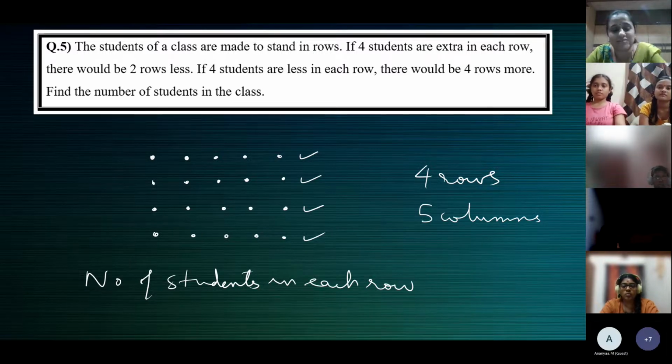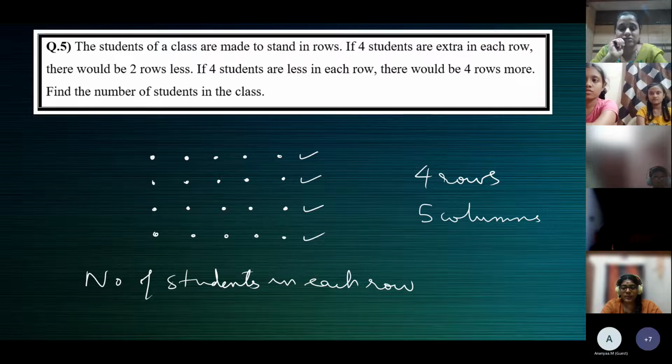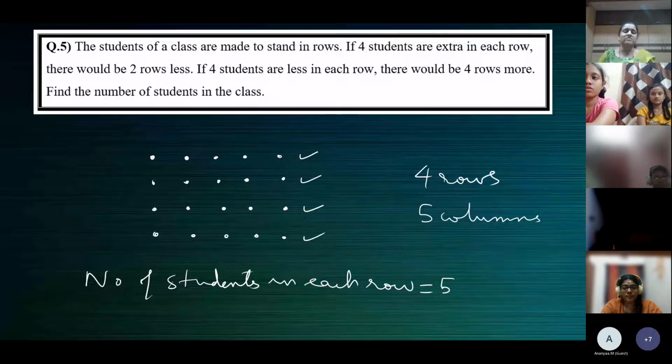I'm giving that information very late. My question is number of students in each row. So 1 row, how many students? 1, 2, 3, 4, 5 students. So number of students in each row is 5, the same as the answer for number of columns. If I ask you how many columns, same thing you will say, 1, 2, 3, 4, 5.